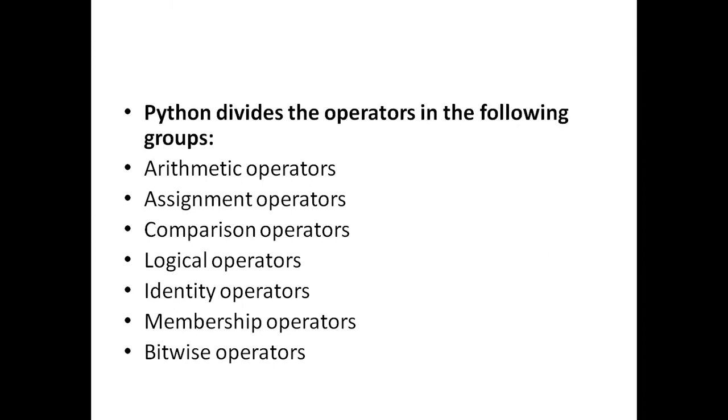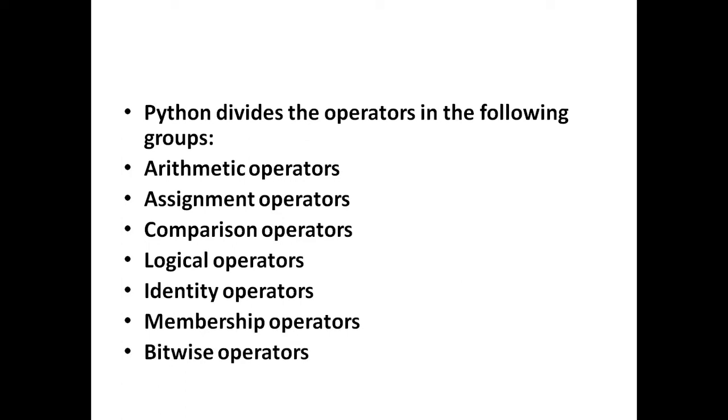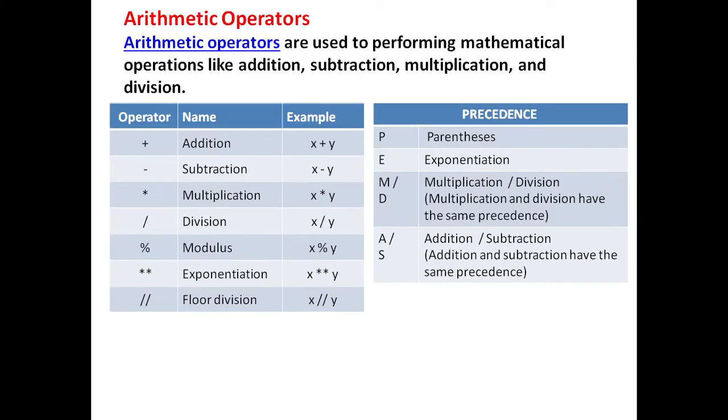Python divides the operators in the following groups: arithmetic operators, assignment operators, comparison operators, logical operators, identity operators, membership operators, and bitwise operators. First we will see arithmetic operators. Arithmetic operators are used for performing mathematical operations like addition, subtraction, multiplication, and division. Different operators are plus, that is addition, subtraction, multiplication, division, modulus, exponential, and floor division.